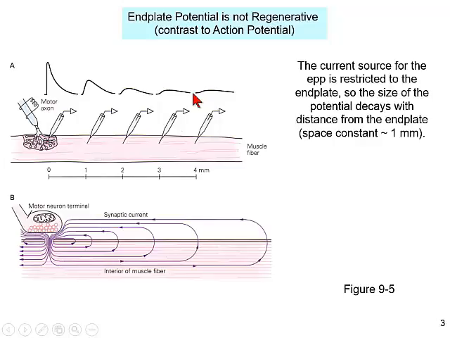Leaky cables were a really big deal in electrical engineering at the end of the 19th century, when cables were being laid across the Atlantic and people needed to know how many repeaters to put in.